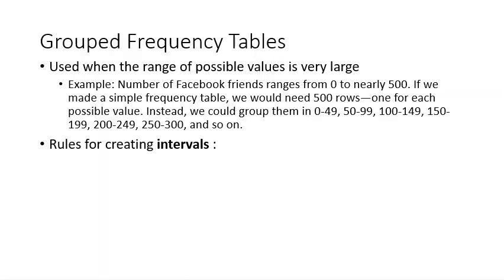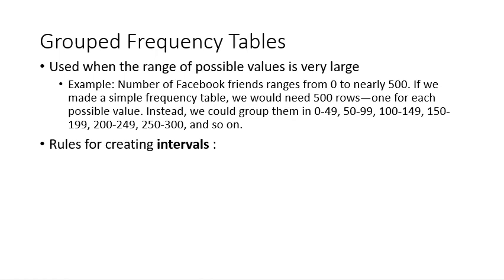With grouped frequency tables, this occurs when we run into a certain problem, and that is the range of possible values is very large. So you might imagine that we are grouping our Facebook friends from the survey that we took, and the number ranges from 0 to nearly 500. If we make a simple frequency table, we would need 500 rows, one for each possible value. That's really too many. It's too long, too much work. It would take up too much space. It would be hard to interpret. And of course, we'd have to calculate out the percents for each of those, which would be very tedious.